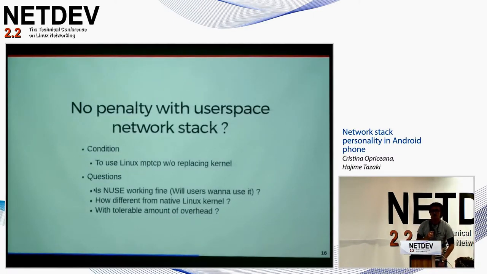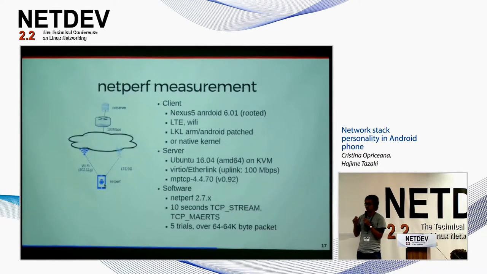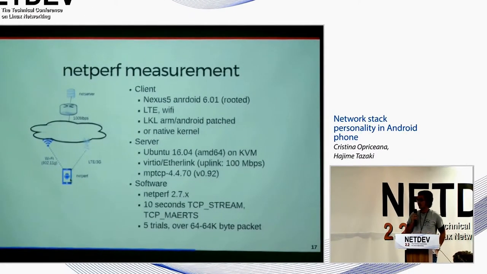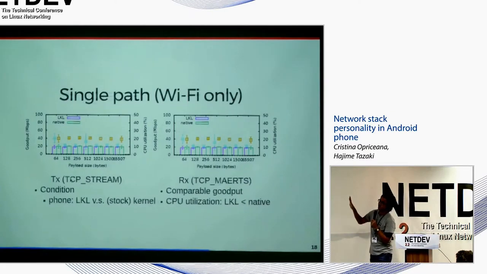Okay, so one natural question for this kind of approach is how much penalty you have with this user space extension. We are going to measure the differences between this user space execution of the network stack as well as the stock network stack in the Android phone. We conducted a typical network measurement using the mobile phone as well as a server installed with the multipath TCP kernel. We used netperf with a 10-second TCP stream in both directions, with 5 trials across different packet sizes. We also collected CPU utilization information reported from the netperf command, and those are plotted onto those graphs.